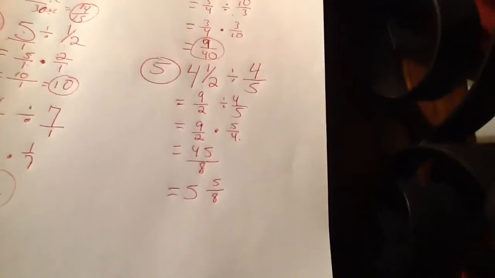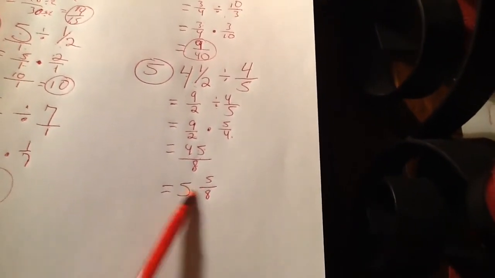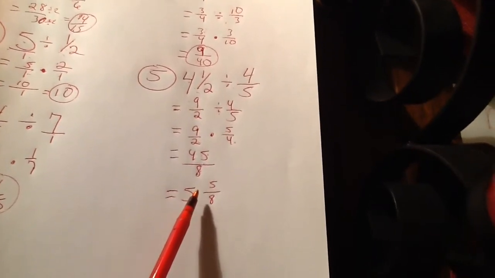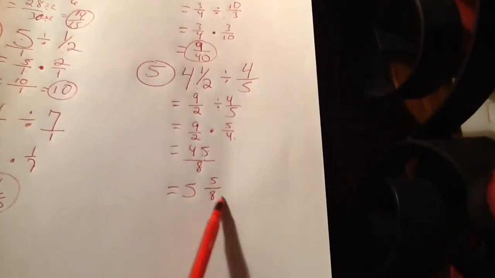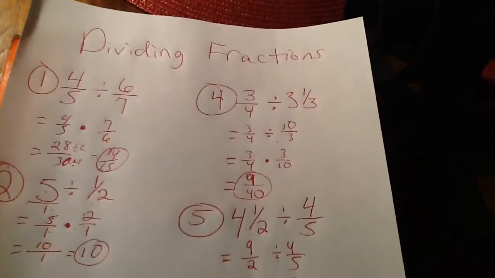5/8. Now to check it, we'll just multiply it across. 8 times 5 is 40. 40 plus 5 is 45/8. So there's your answer on that one. So remember, this is dividing fractions.